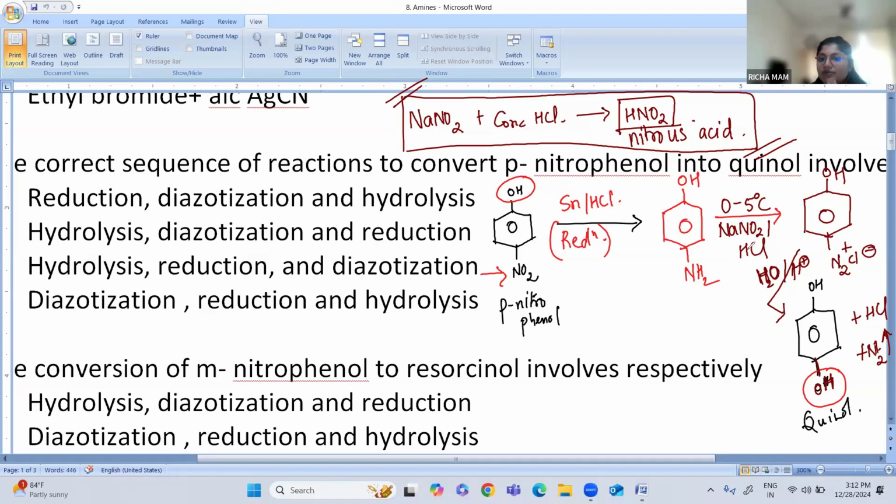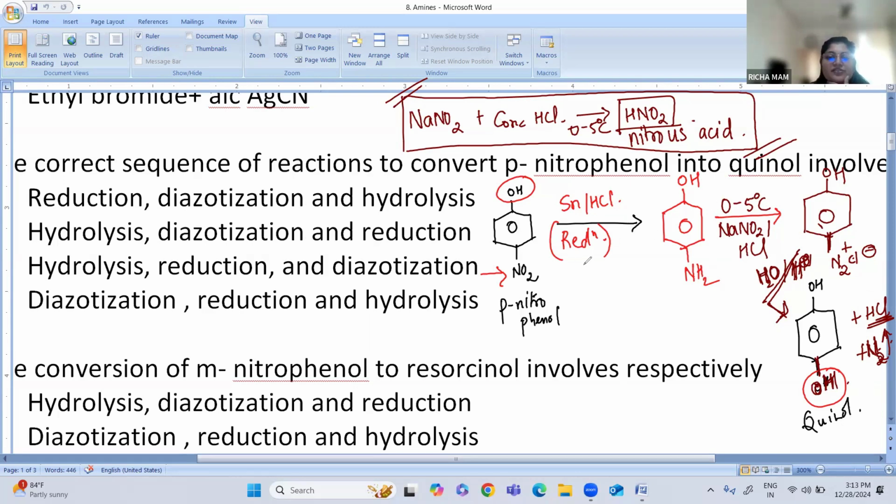Whenever you have amines, we are going to react them with sodium nitrite and concentrated HCl at 0 to 5 degrees Celsius. Your amino group will be converted into a diazonium salt, that is N2+ Cl-, followed by hydrolysis. Your Cl will get attached with this H, and you are going to get HCl, and your N2 will be liberated as gas, and your OH will replace it. So, quinol.